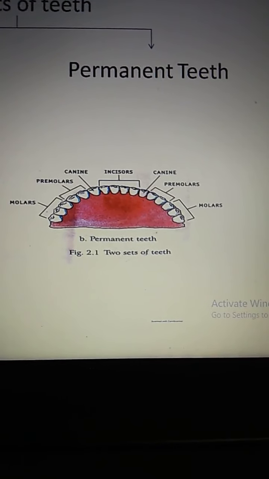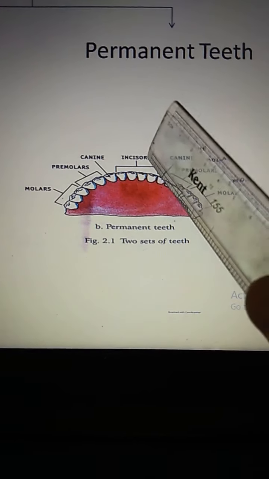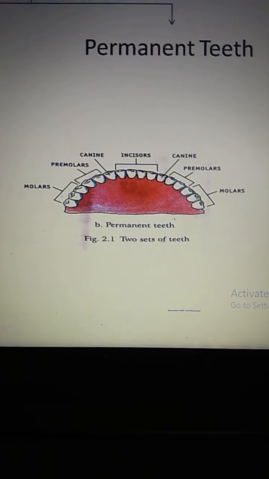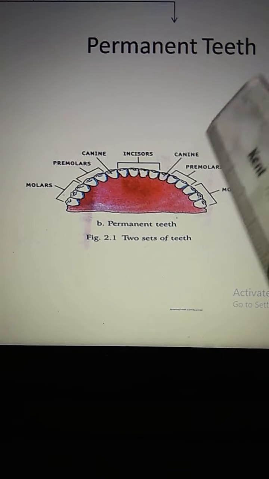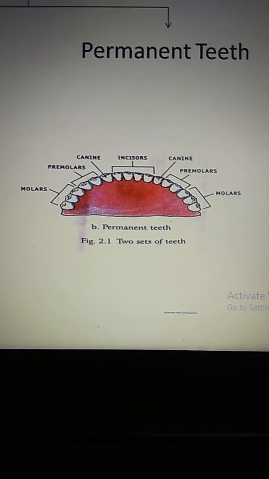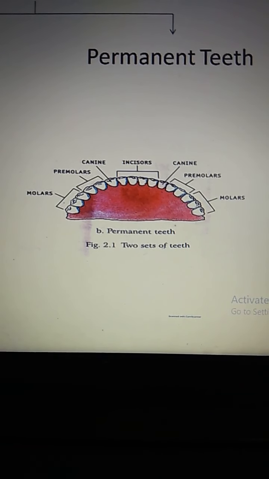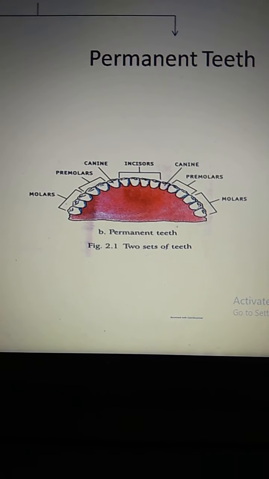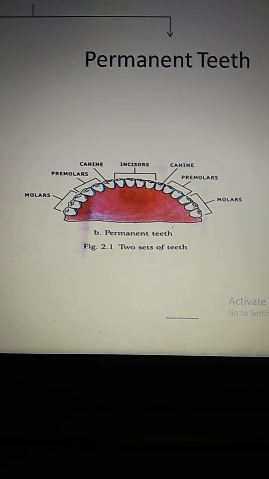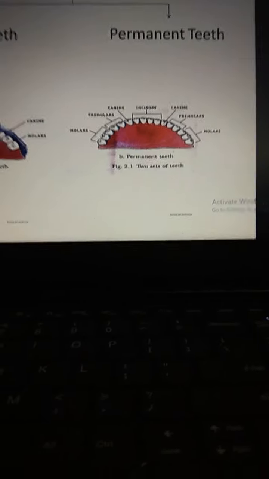In these permanent teeth you have molars, premolars, canines and incisors. 1, 2, 3, 4, 5, 6. 6 molars in each jaw, so total 12. 1, 2, 3, 4. 4 premolars in each jaw, so total 8. 2 canines in the upper jaw, 2 canines in the lower jaw, so total 4 canines. 4 incisors in the upper jaw, 4 incisors in the lower jaw, so total 8 incisors.